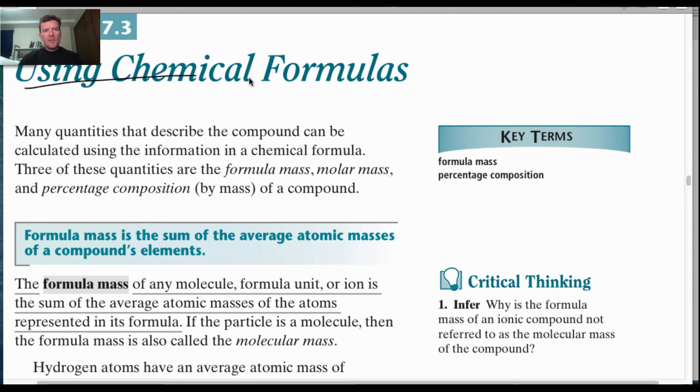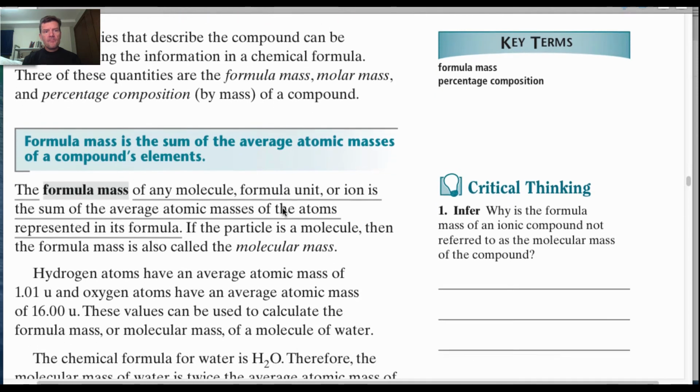Okay, let's talk a little bit more about chemical formulas and what we should be able to do with a chemical formula. Some calculations that we should be able to do. We should be able to find a few things: the formula mass, the molar mass, and the percent composition, and that's by mass. These are the 3 things that we're going to talk about right now, and you should be able to find those 3 things by looking at the formula of a compound. Okay?